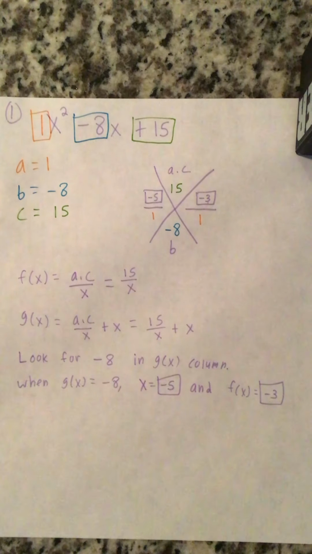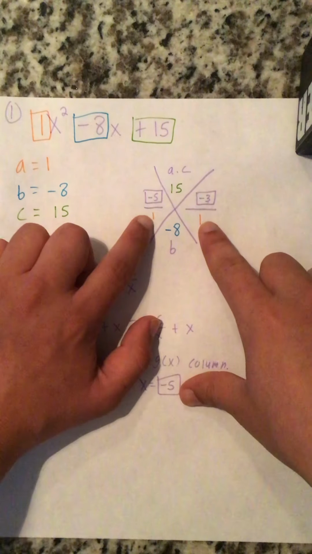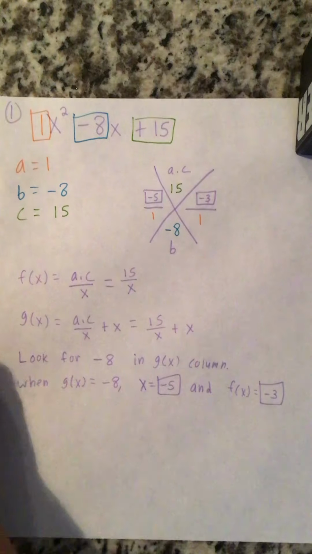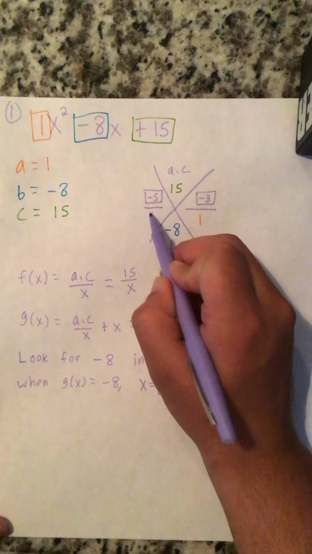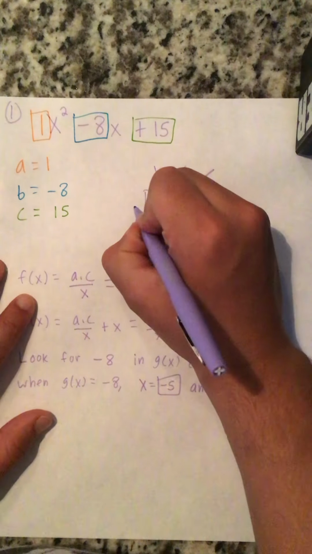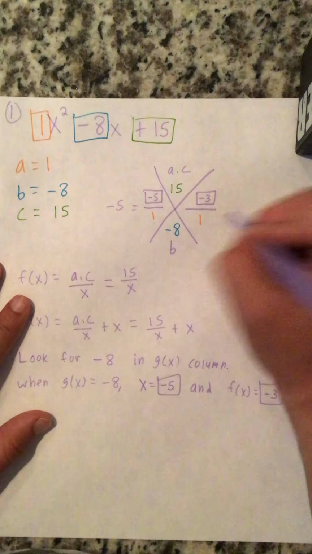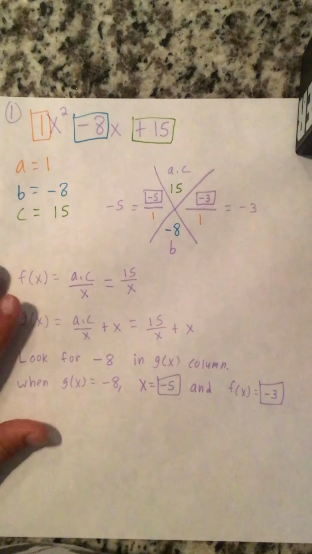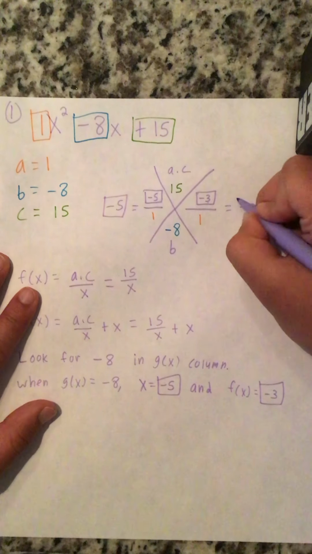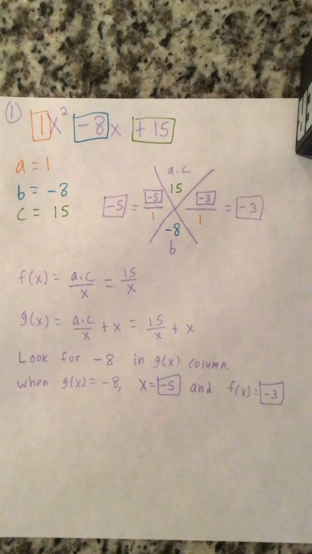Now we're on to step 5. We're going to divide by a. Remember, a is this bottom one. What's negative 5 divided by 1? It's just negative 5. What's negative 3 divided by 1? It's just negative 3. So these are my two factors. We don't have to do any reducing. All we need to do is write the final answer.